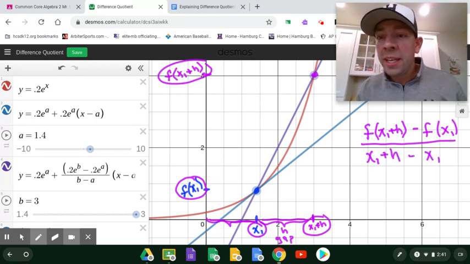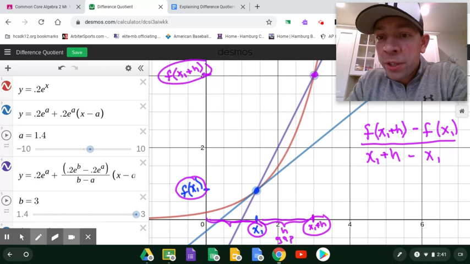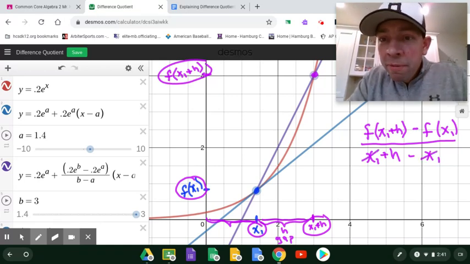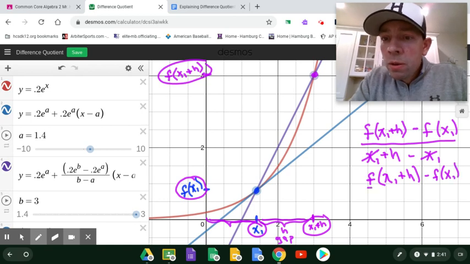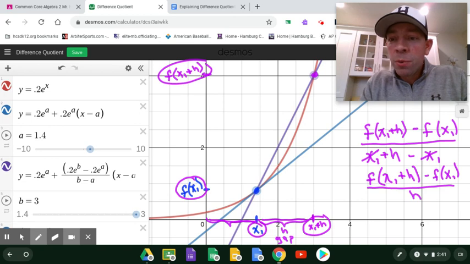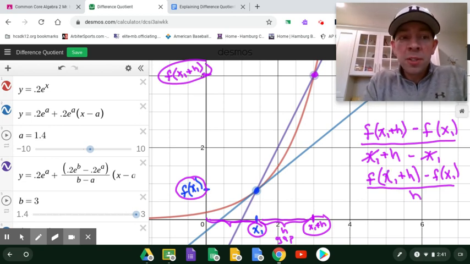Now you'll notice a key opportunity to simplify this expression. This term will cancel with this term because of the subtraction. So as I simplify it down, I've got f of x sub 1 plus h minus f of x sub 1 all over h. All right, so a lot of people, this will be your difference quotient right here. But we're not content with just measuring the slope of that purple line.